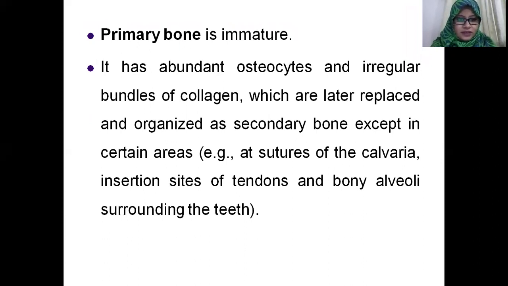Primary bone is immature. It has abundant osteocytes and irregular bundles of collagen, which are later replaced and organized as secondary bone, except in certain areas. The areas are at sutures of the calvaria, insertion sites of tendons, and bony alveoli surrounding the teeth.